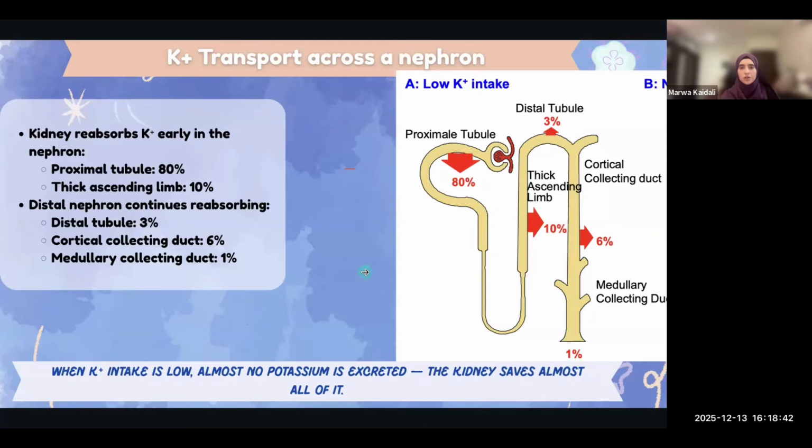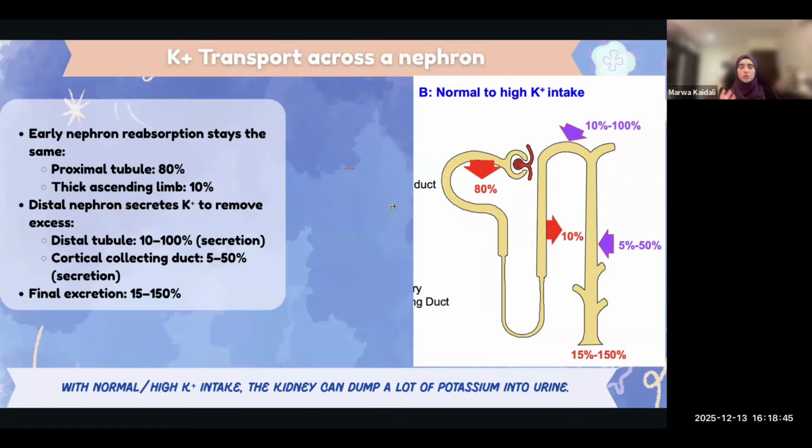Now compare this to a person who has a normal to high potassium diet, okay? When someone is taking too much potassium, as we said, we want to excrete or secrete the extra potassium. So this is why you're going to see secretion happening in the late distal part of the tubule and in the collecting ducts, okay? The reabsorption is going to stay constant prior to the distal tubule, but after that, as we mentioned, we have potassium secretion happening in the late distal tubule and collecting duct. So we're going to have higher secretion in this part to try and get rid of the excess potassium. So this was just building on what we previously learned.